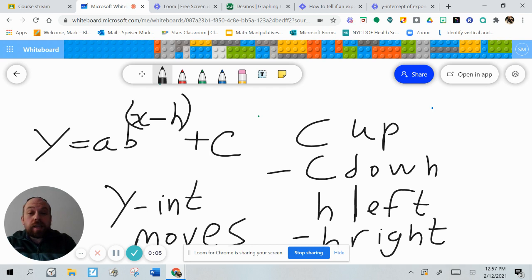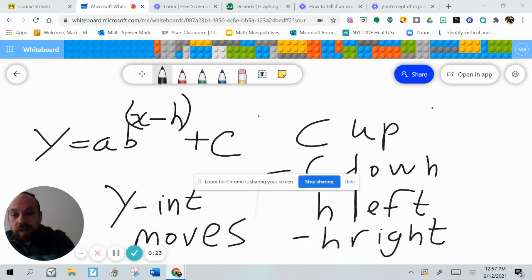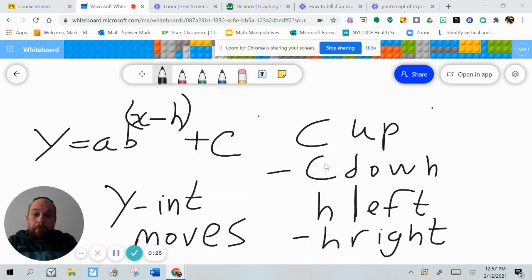This will be how to transform the exponential function. The main way we transform it is by translating it. The power moves it right and left, and the c value moves it up and down. In general, positive c's go up, negative c's go down. Positive h is left, negative h is right. If you notice in the equation, it's a minus sign.